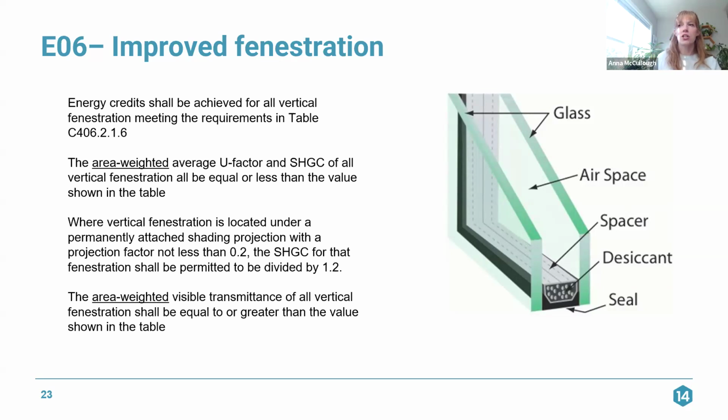Where you have some sort of shading in the project, if your projection factor is not less than 0.2, you're allowed to have a higher solar heat gain coefficient than what's in the table. And then you also have to pay attention to the area weighted visible transmittance of all of your glass, which is also specified in the table. You can be equal to or greater than the VT allowed in the table.